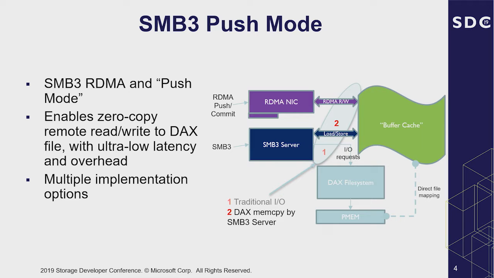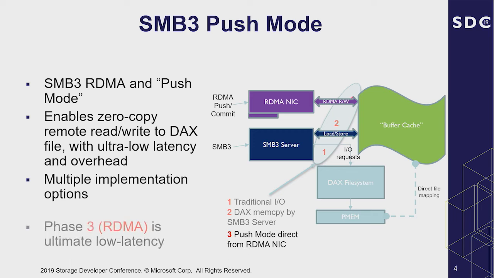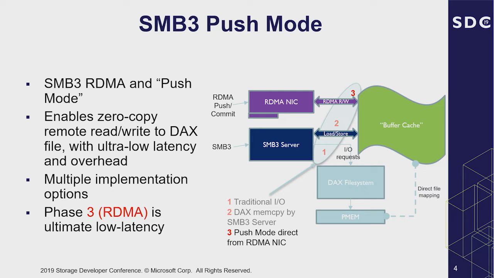And so our goal was to push it forward to this so-called phase 3, where we actually do direct RDMA using SMB to set up and manage the connection to the DAX file, right? So we completely offload all the data management to the RDMA device. We bypass the CPU altogether, except for setup.